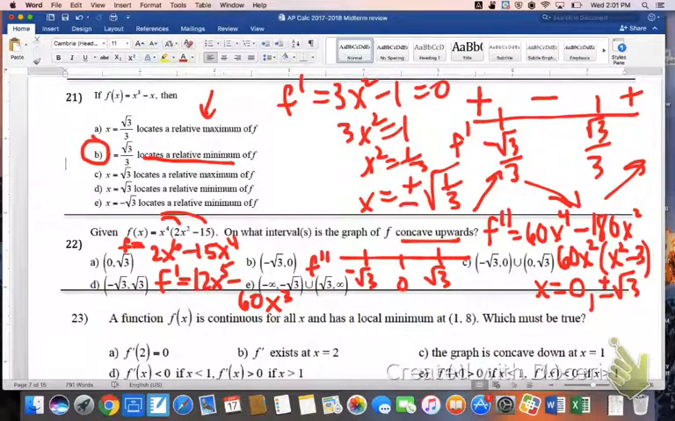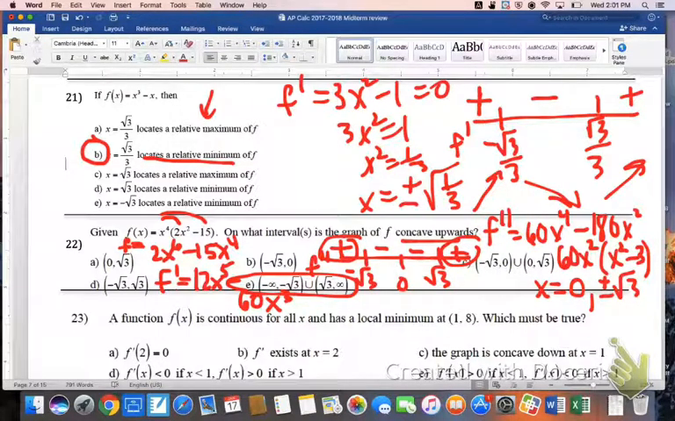If you plug in negative 2, that's going to be positive. If you plug in negative 1, that's going to be negative. If you plug in positive 1, it's also negative. And if you plug in 2, that is positive. So you are concave up before negative root 3 and after root 3, which is E.